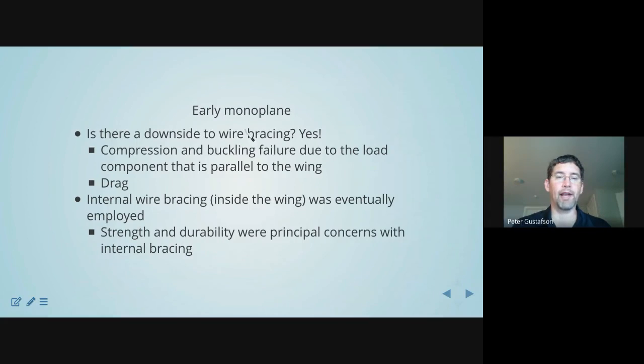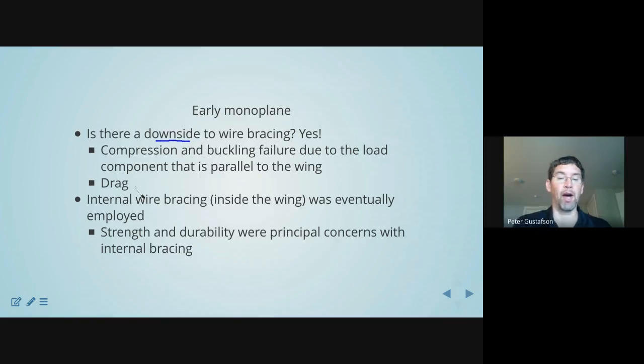So anyway, this slide here that I'm showing, is there a downside to wire bracing? Of course, we've already dealt with that. Yes, compression and buckling failure due to the load component that is parallel to the wing. And of course, another downside unmentioned in that prior discussion is that having wire bracing creates drag. Each one of those wires, of course, created an additional amount of drag.